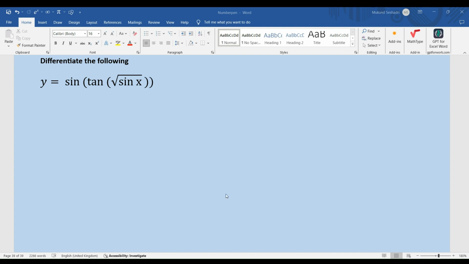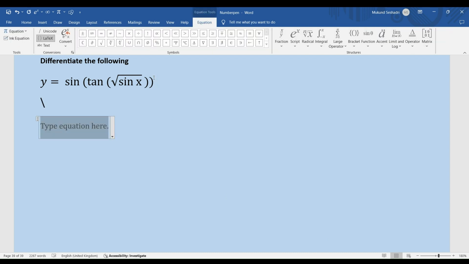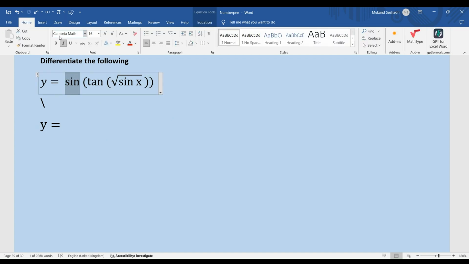Let me use my draw pen to highlight that. So the way we do this, let me write down my y. I will highlight it using green and yellow at each step, right? Yellow being my outer function and green being my inner function, right? So for the outer function sine, what is my inner function? My inner function is tan of root of sine x, right? So how we go about solving this is what we are going to see.